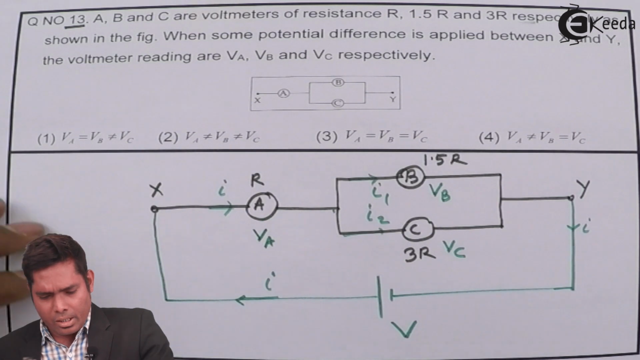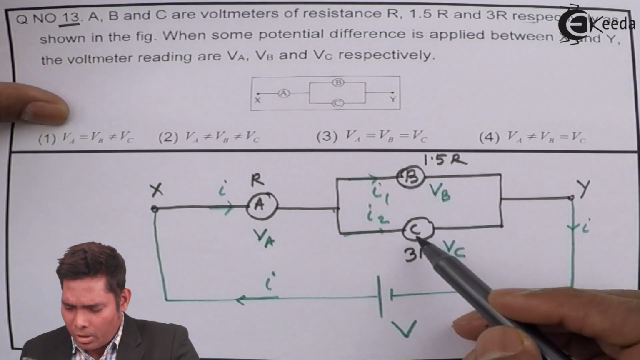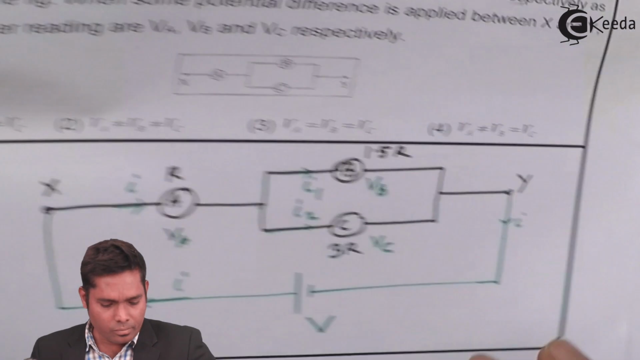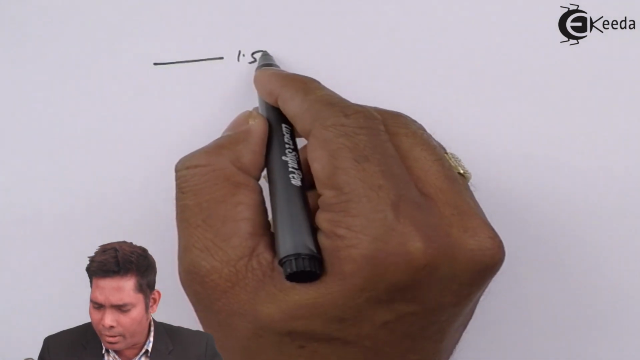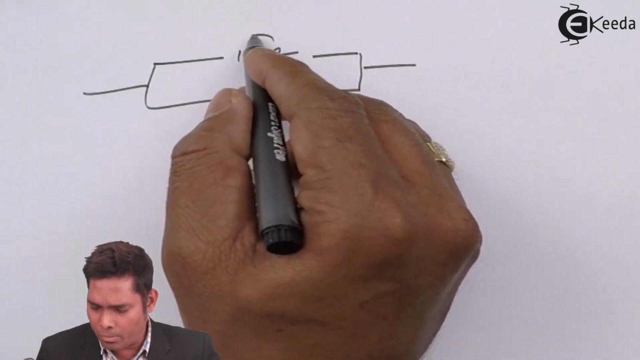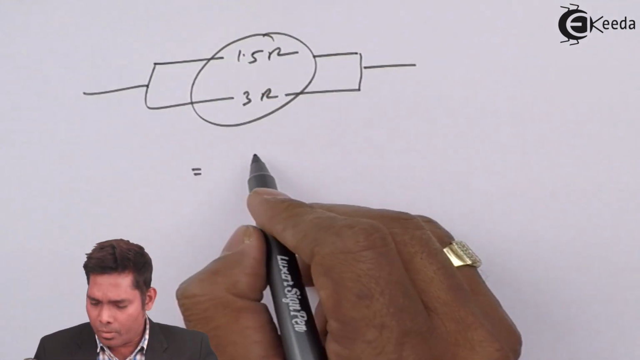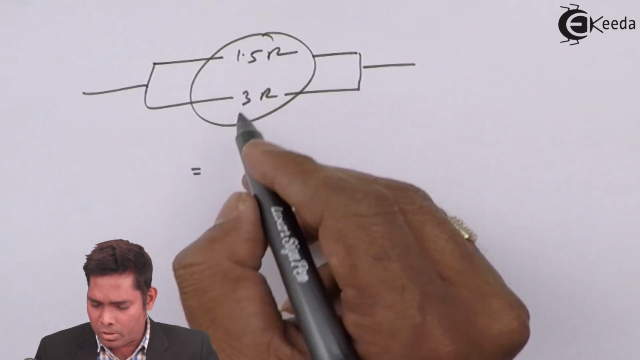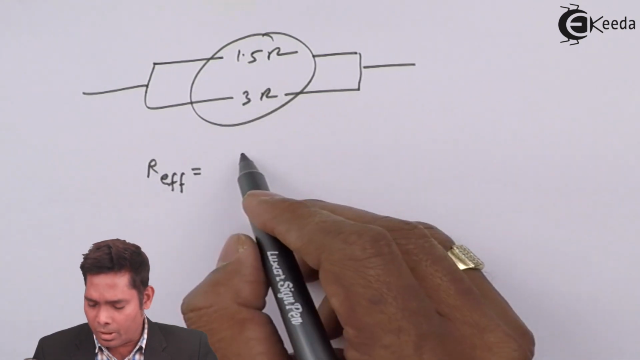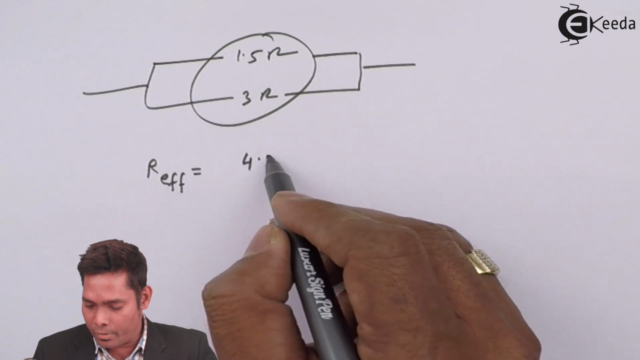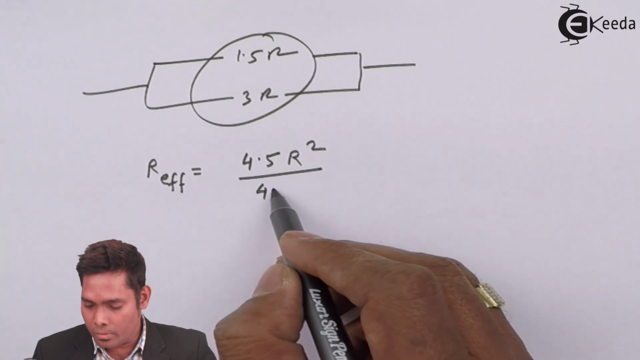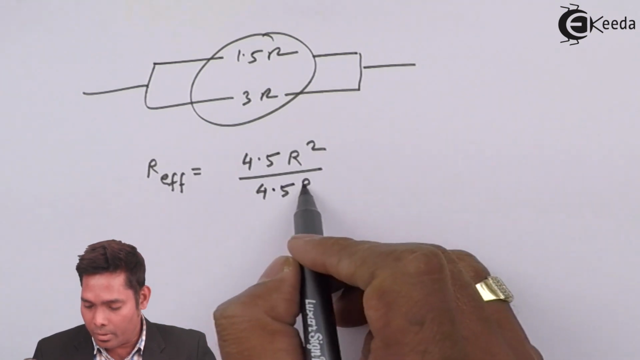So see here, first let me find the effective resistance of 1.5 R and 3 R. Here 1.5 R and here 3 R. What is the effective resistance of this combination? This is product by sum, so the effective resistance for this combination is 4.5 R square divided by 4.5 R.